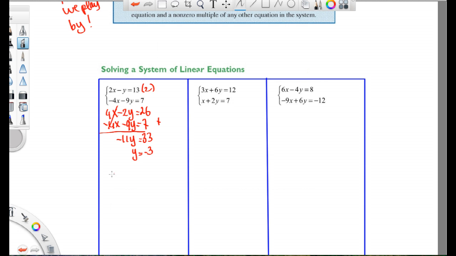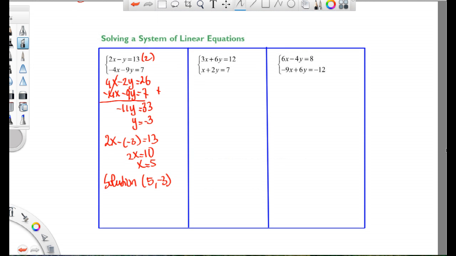And if y is a negative 3, we can replace, for example, in here, and then we would get 2x plus 3, so move the 3, so that means that 2x is equal to 10, so x is equal to 5. So the solution, in this case we often state the solution as a point, because we think of this as two lines that apparently intersect: 5, negative 3. And the description here would be consistent and dependent. So the system is consistent and dependent.